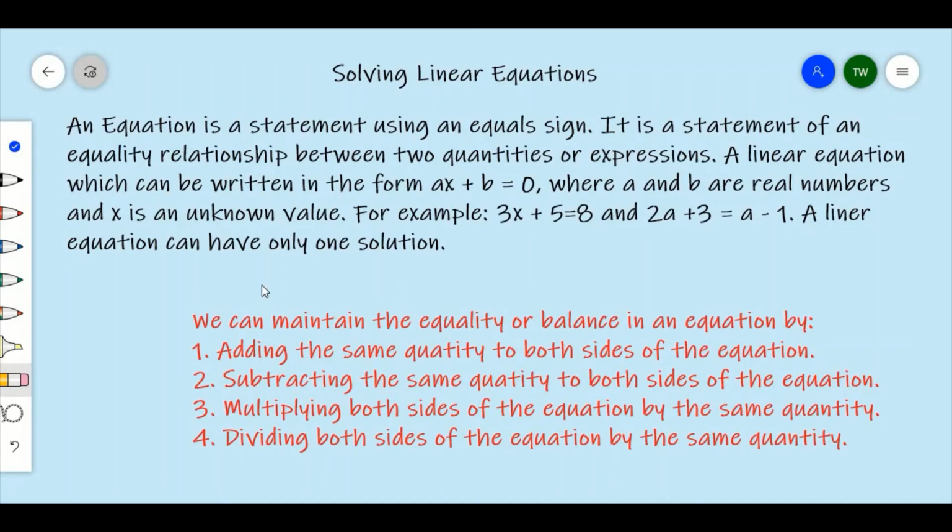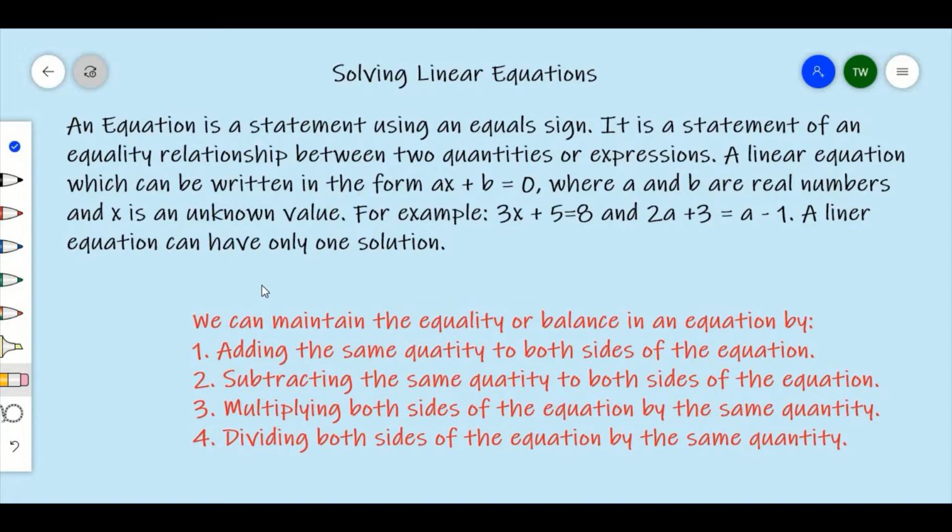Hello everyone. What we're going to focus on in this video is solving linear equations. An equation is a statement using an equal sign. It is a statement of an equality relationship between two quantities or expressions.